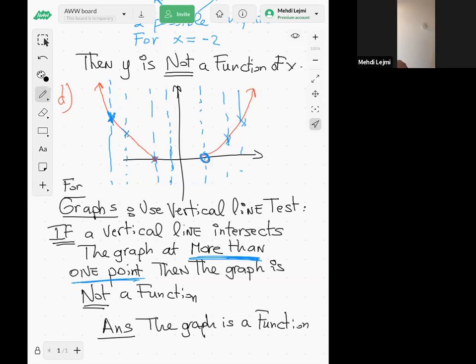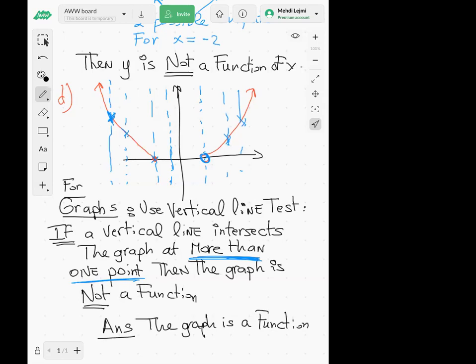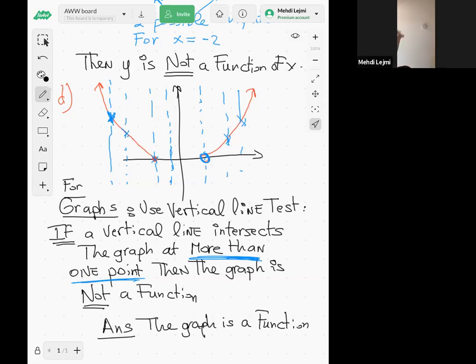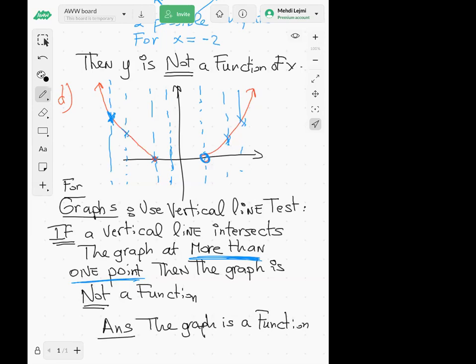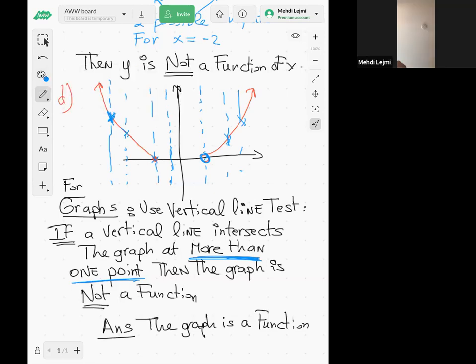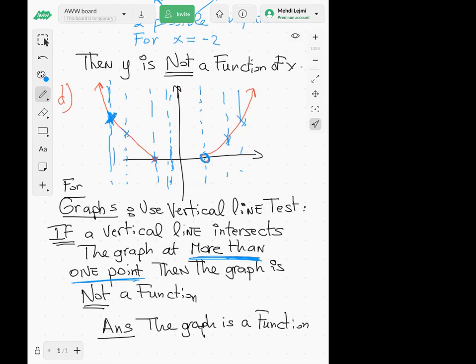But if your vertical lines intersect the graph at 1 point or 0 points, then yes, the graph would be a function. You see here, I intersect 1 point here, and here there's no intersection, but that's fine. So 1 point or 0 points, it's fine. But if you have one vertical line which intersects the graph at more than one point, then your graph is not a function.